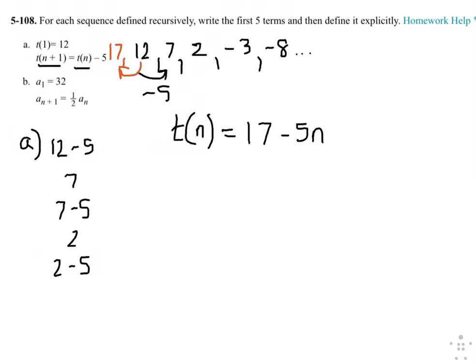And we usually write it as T of n equals negative 5n plus 17. Either one of these is fine, right? Because this is the common difference, this is the 0th term.